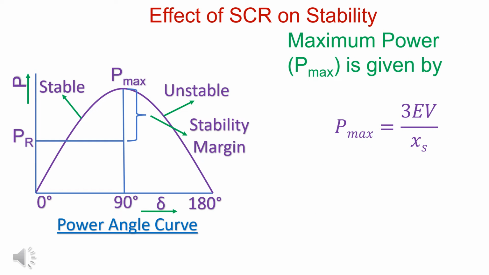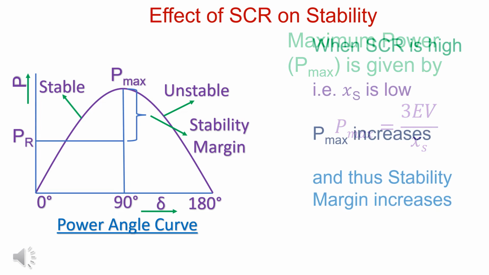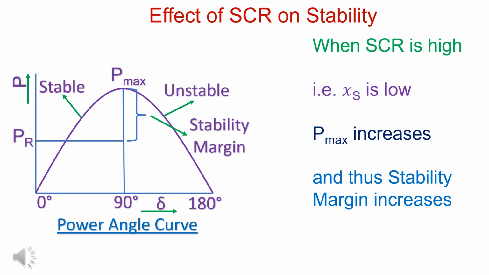Maximum power Pmax is equal to 3EV by XS, where E is the induced EMF and V is the terminal voltage. High SCR implies that XS is low, thus Pmax increases, increasing the stability margin.